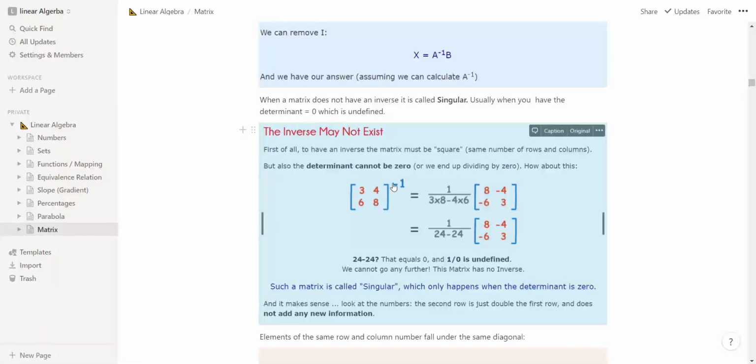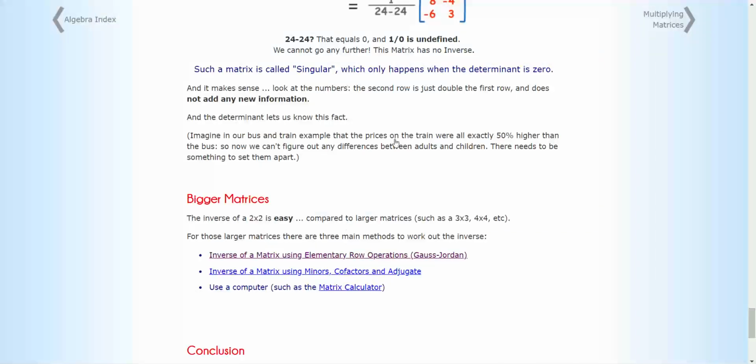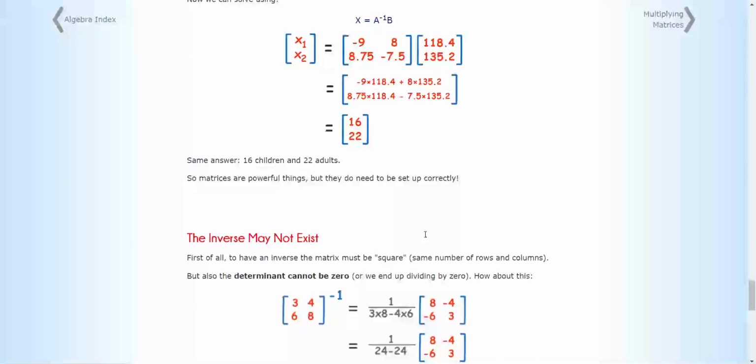And you have an example here. The inverse of this is actually 3 multiplied by 8 subtracted by 4 multiplied by 6. That's the determinant. And then you would have 8 here and 3 here and negative 4 and negative 6. In this case, the determinant is undefined, so there is no inverse for this matrix. This is called singular, in which the inverse is undefined.